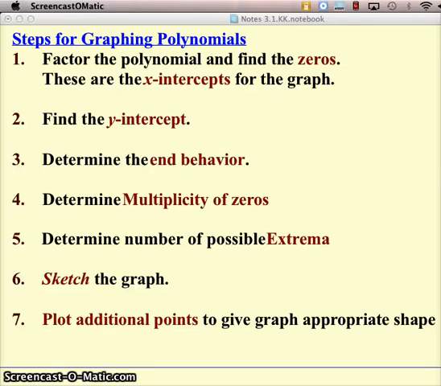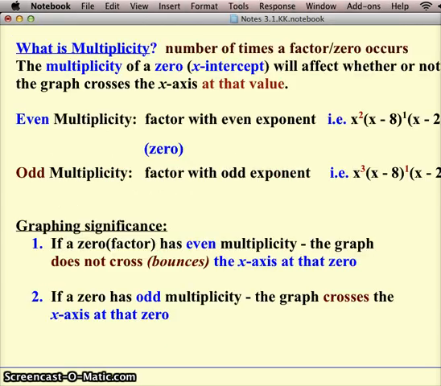Okay, so what we need to do is finish discussing the list, which the last thing here is number 4, multiplicity of zeros. Once that's done, we'll just dive into some graphs and see how it goes. Okay, so the idea with multiplicity of zeros has to do with how often a factor or a zero occurs.